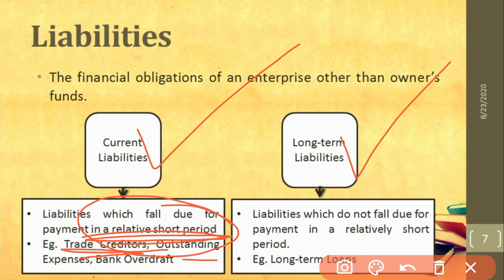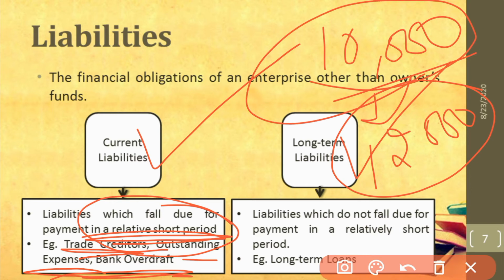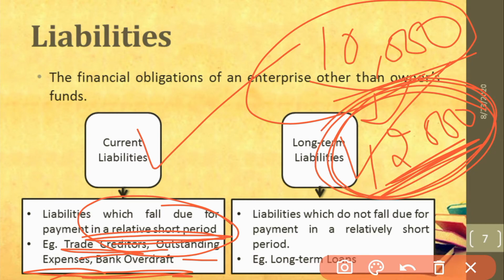Further, there is the outstanding expense, the expense that I need to pay as soon as possible. It has been incurred but I have not yet paid that expense. That is the outstanding expense. Another one is the bank overdraft. The concept of bank overdraft is, suppose I have a certain amount of money in my bank account, say rupees 10,000, but I want to withdraw 12,000. I want to withdraw more than I have in my savings account. So this 2,000, the excess amount, is the bank overdraft.